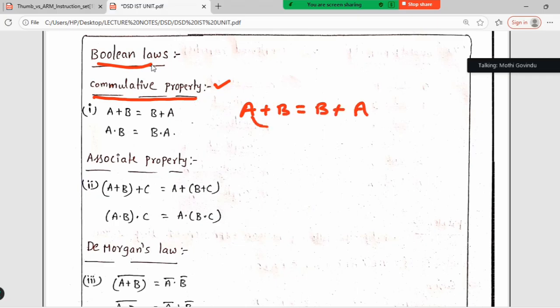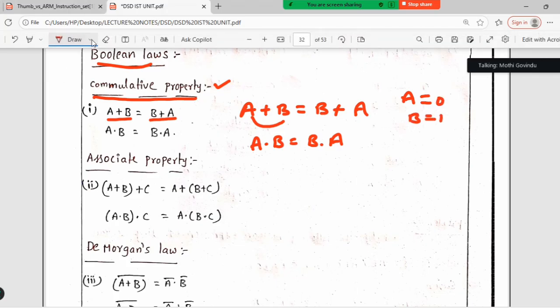First, I am adding A with B, then I am adding B with A. A plus B equals B plus A. First I am adding A with B or B with A, and the output will be the same. And A into B equals B into A. For example, I am taking A as 0 and B as 1.